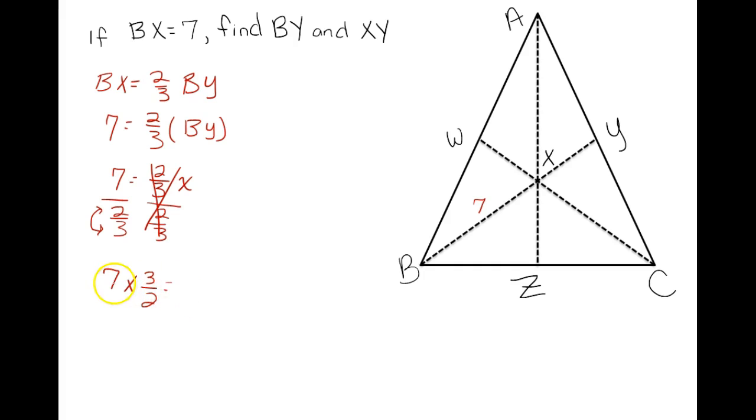So I do my math. 7 times 3 is 21, and 1 times 2 is 2. So it's 10.5. 21 divided by 2 is 10.5. So this entire segment B to Y is 10.5.